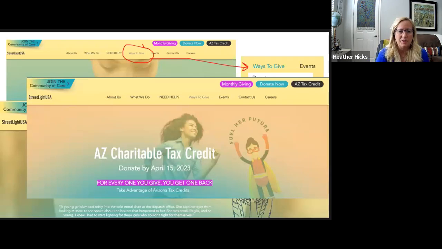Their last option is the Arizona Charitable Tax Credit, and they give you a deadline. They say for every one time you give, you get one back. So they're giving you motivation, if people are going to connect to the Arizona Tax Credit, of how to do that. So again, you're thinking like a donor. How do they want to give? And you're helping them know what to do.